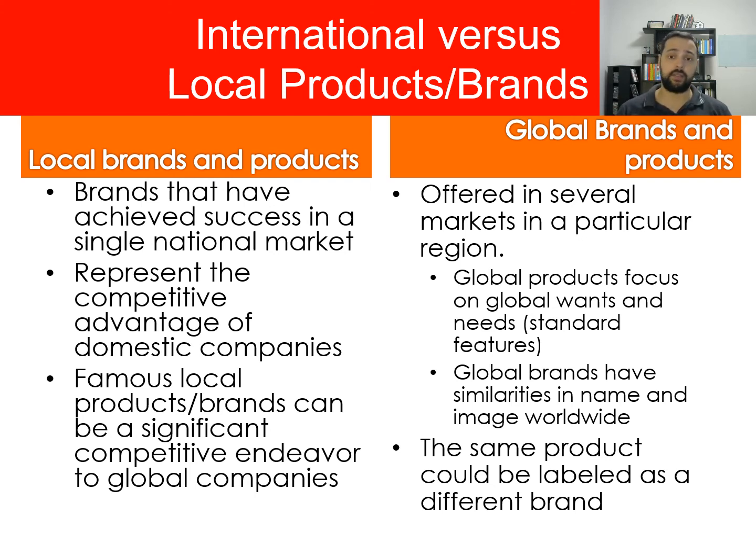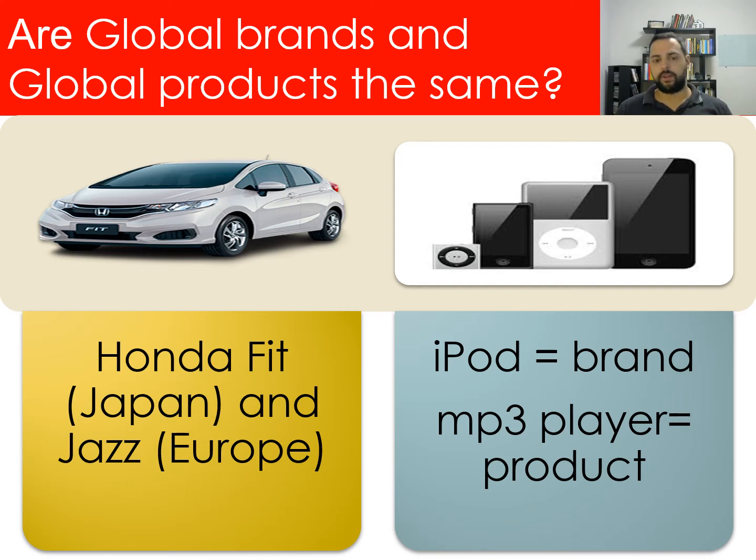And one interesting thing on that is that you can have different names or brands for the same product. So sometimes a global brand, a global product can have some changes in their names to make it more adjusted to a specific market that you're trying to enter. This is one example. For instance, when Honda Fit was launched in Japan, it was named Honda Fit, and when it was launched in some countries in Europe, the name was Jazz. This is the case of a global product and local brands.